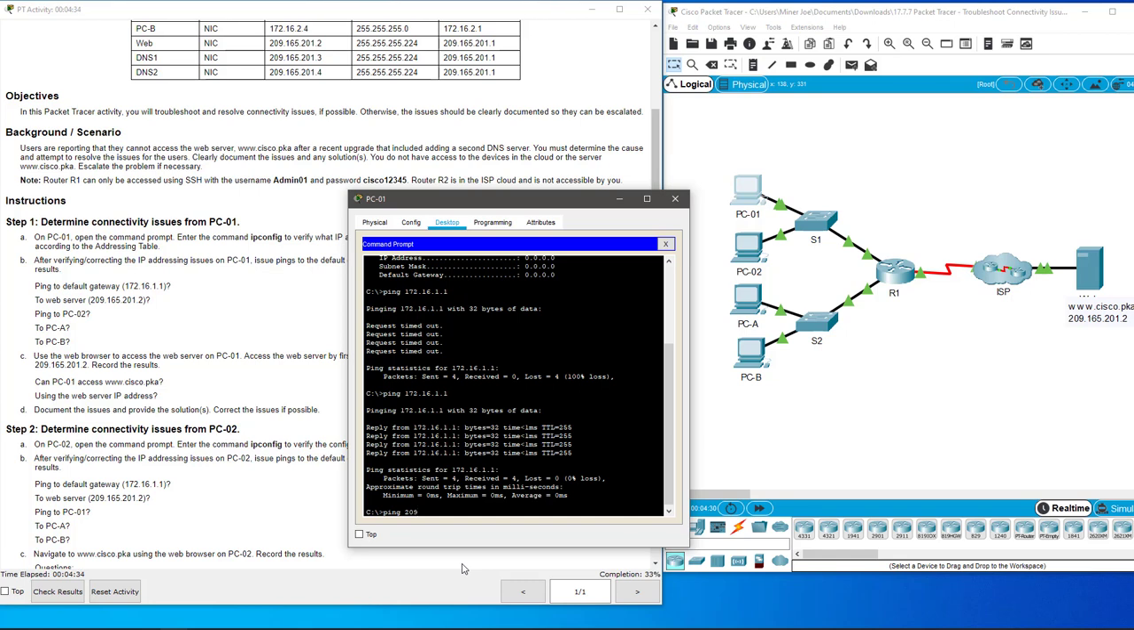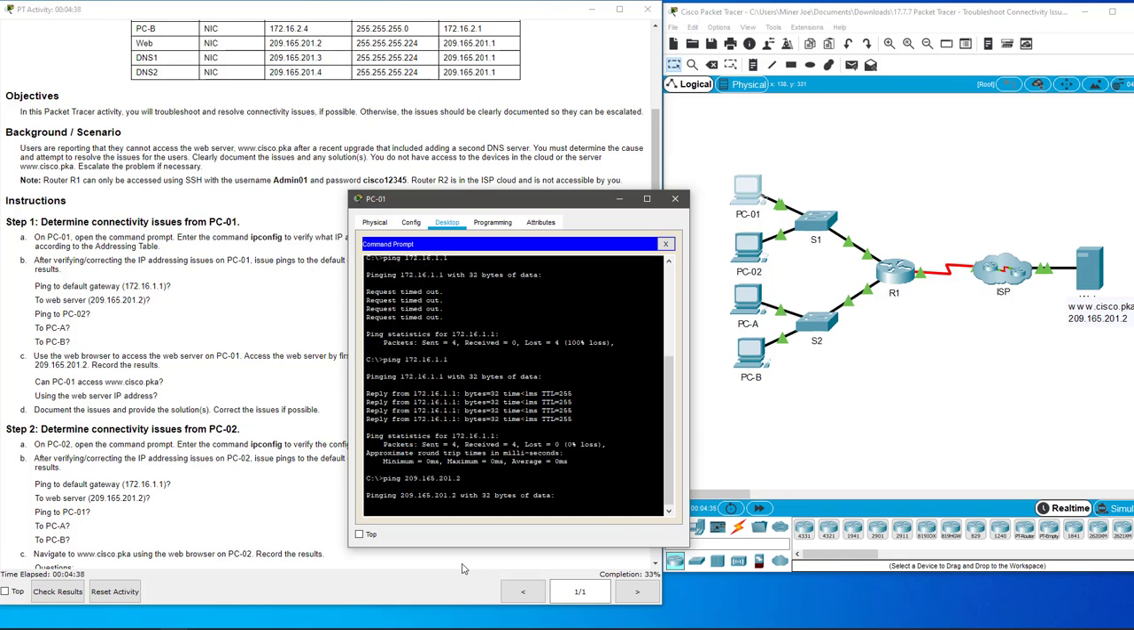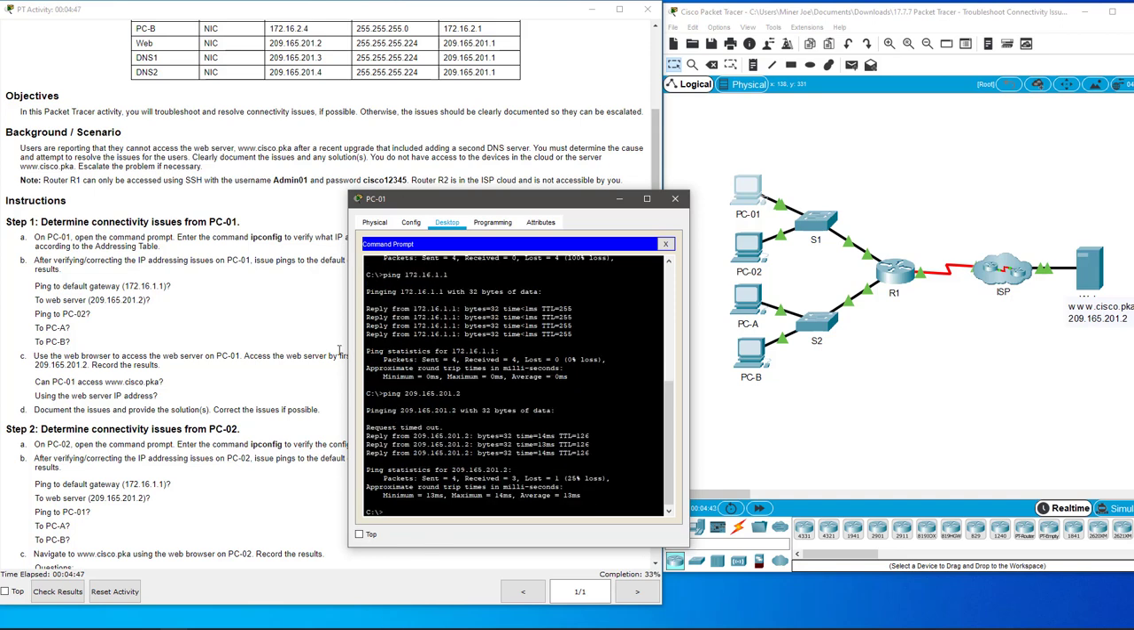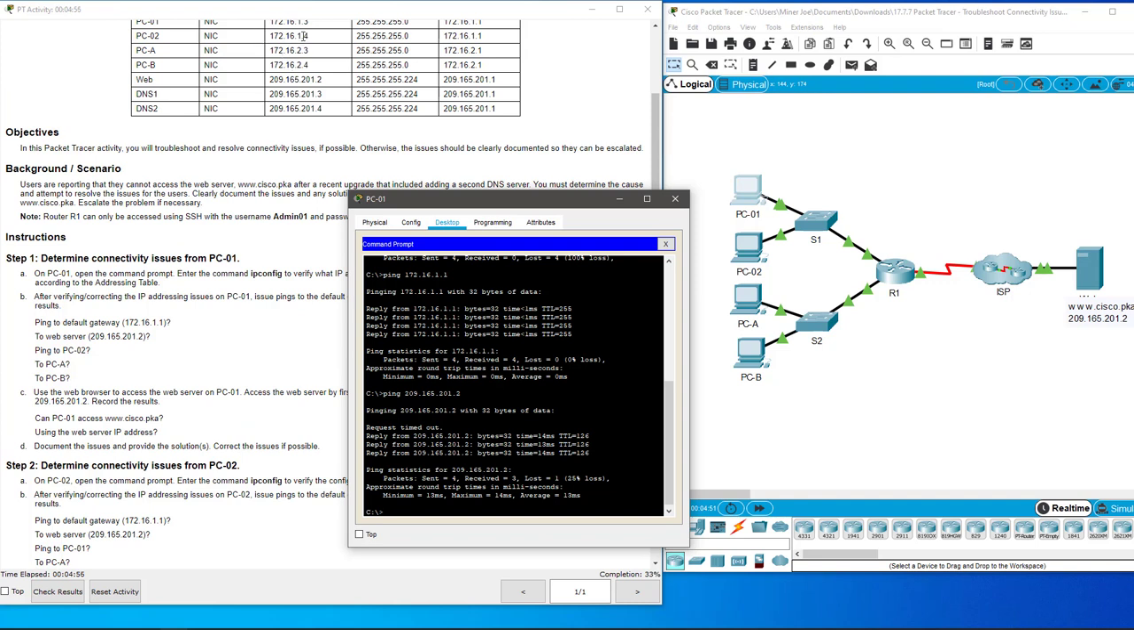It's 209.165.201.2. Let's see how that goes. So far, no, but hey, there we go. It starts coming through, and that looks pretty good. So that's working. The next thing it says is to try and ping PC2. PC2 is supposed to be at 172.16.1.4. So let's try to ping that.